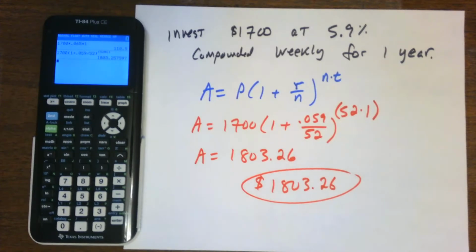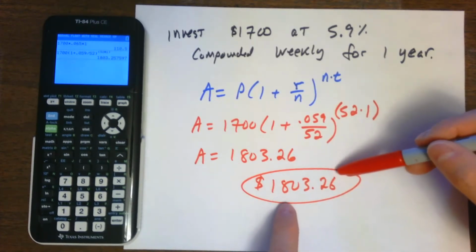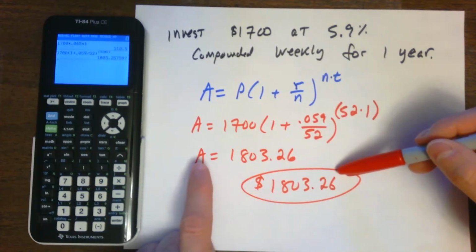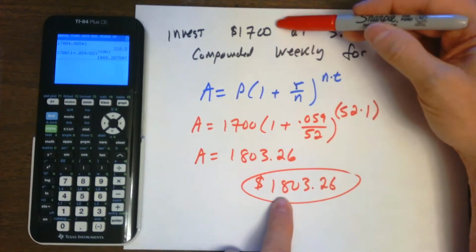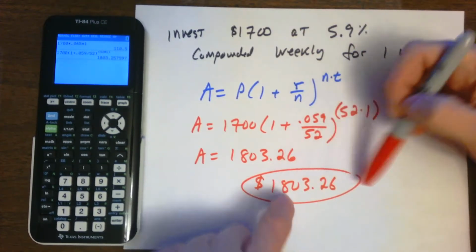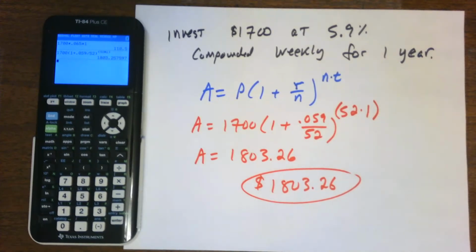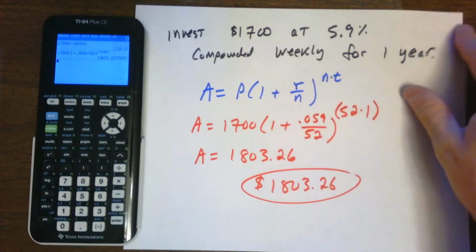So that's how much this investment is going to be worth. Now I could work backwards and say, well, how much interest did you just earn? Well, this is the total amount that it's worth. The previous formula was only the interest. So if I take out the original $1,700, it looks like I'm getting back an extra $103.26. All right, let's look at another one, and then we'll talk about this formula a little bit more.